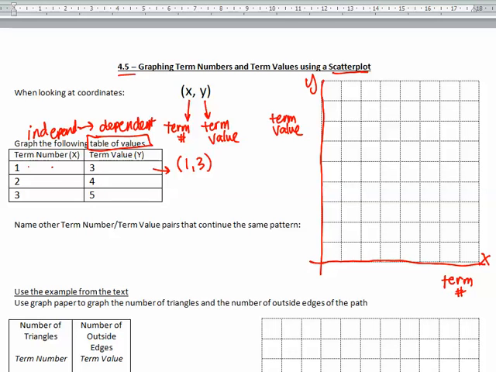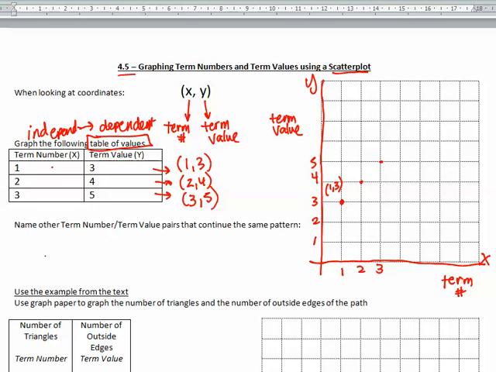So term number 1 has term value 3, which becomes coordinate (1, 3). If I plot this on my chart, I read the x coordinate first, then the y coordinate. So this is point (1, 3). Then we can continue with the rest of our table of values. Term number 2 has a term value of 4, so (2, 4) is the next coordinate. And lastly, (3, 5) is the third coordinate. I plot those very quickly: this is (2, 4) and (3, 5).